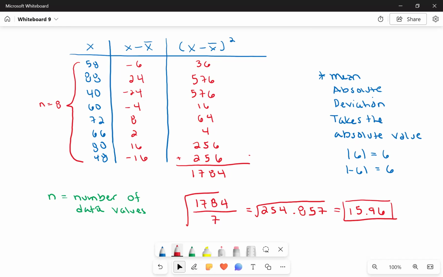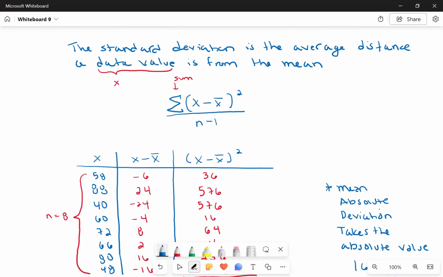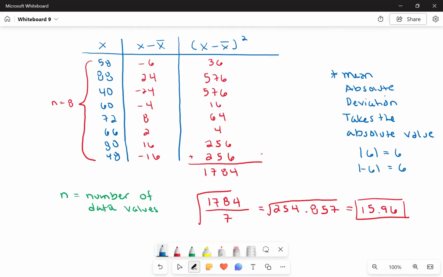So I'm going to come back up to my formula here, and I'm going to take the square root of this. That is the standard deviation. It is the square root of the sum of each data value minus the mean, squared, divided by n minus 1, where n is how many data values there are. And that finds this average distance the data values are from the mean.